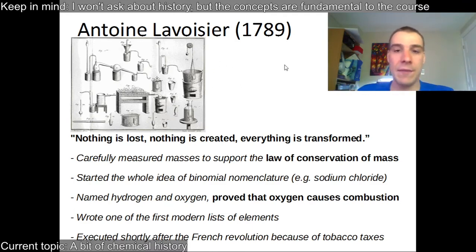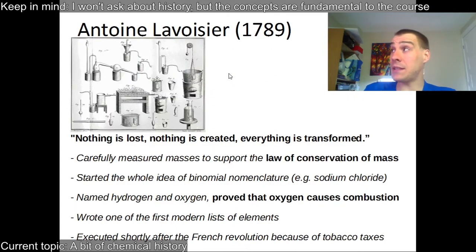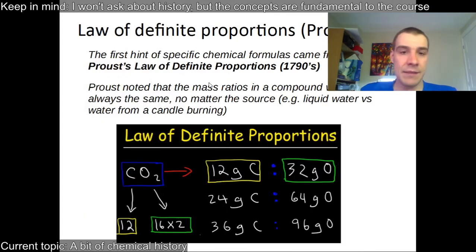And working off of his research, we have Proust, who was also French. A bit later in the 1790s, he figured out the law of definite proportions. So he did a lot of measurement using the same kind of techniques that Lavoisier developed. And he noticed that the mass ratios were always the same no matter the source.